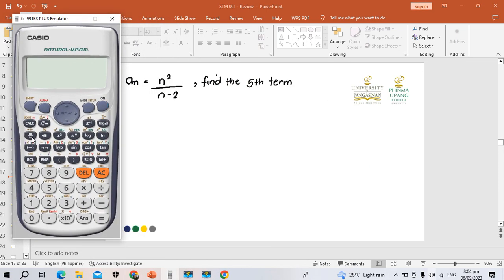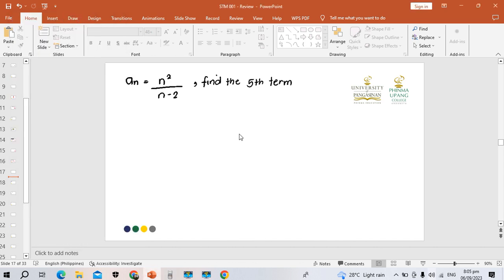So, fraction. Advance man o hindi advance yung calculator mo, pwede yan. So, n raised to 2. Since we're looking for the fifth term, 5 raised to 2. Then, 5. Huwag ka nang gumamit ng parenthesis kung ganyang mga bagay kasi positive naman, parehas yung sagot na ibibigay. 5 minus 2. And the answer here is 25 all over 3. Yan yung sagot natin sa fifth term.